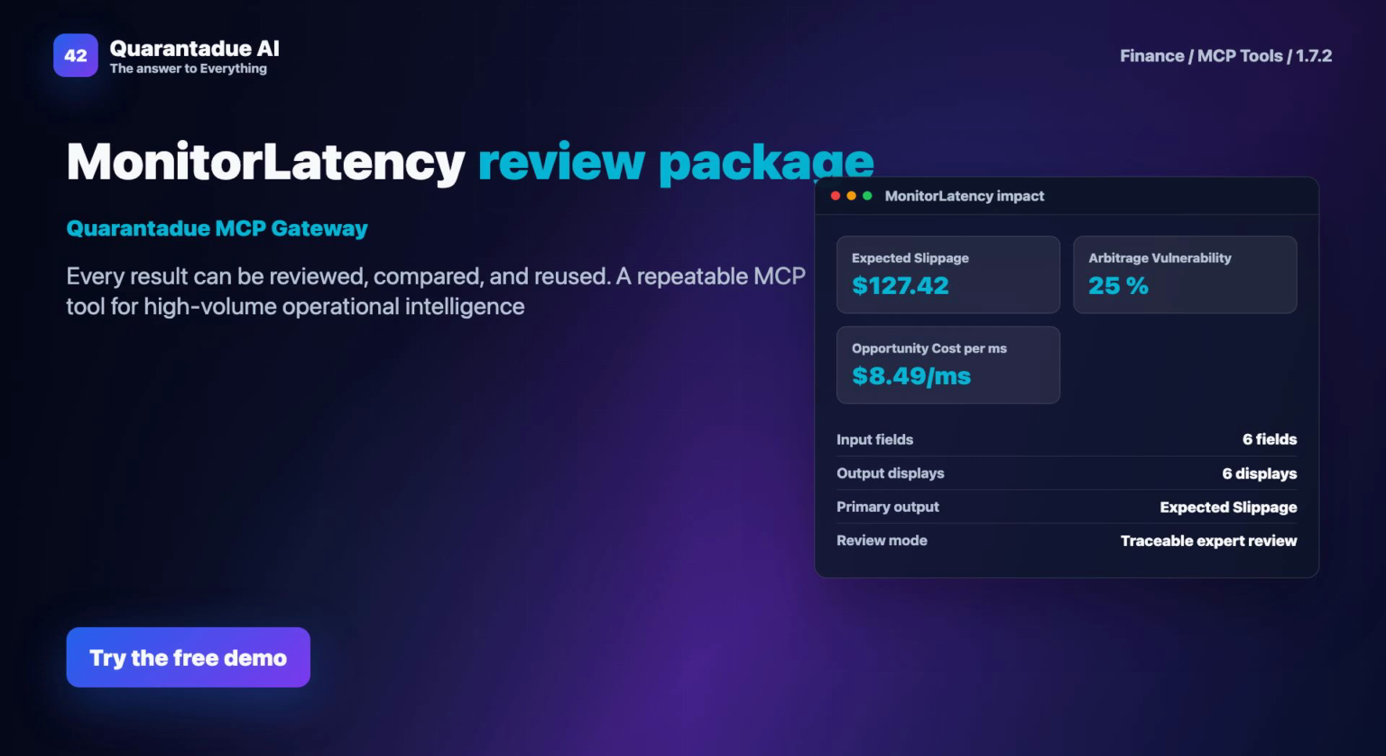In closing, MonitorLatency offers a comprehensive solution to a critical but overlooked problem. It gives you real-time, actionable insights into latency's financial impact, reduces exposure, and enhances your competitive edge.